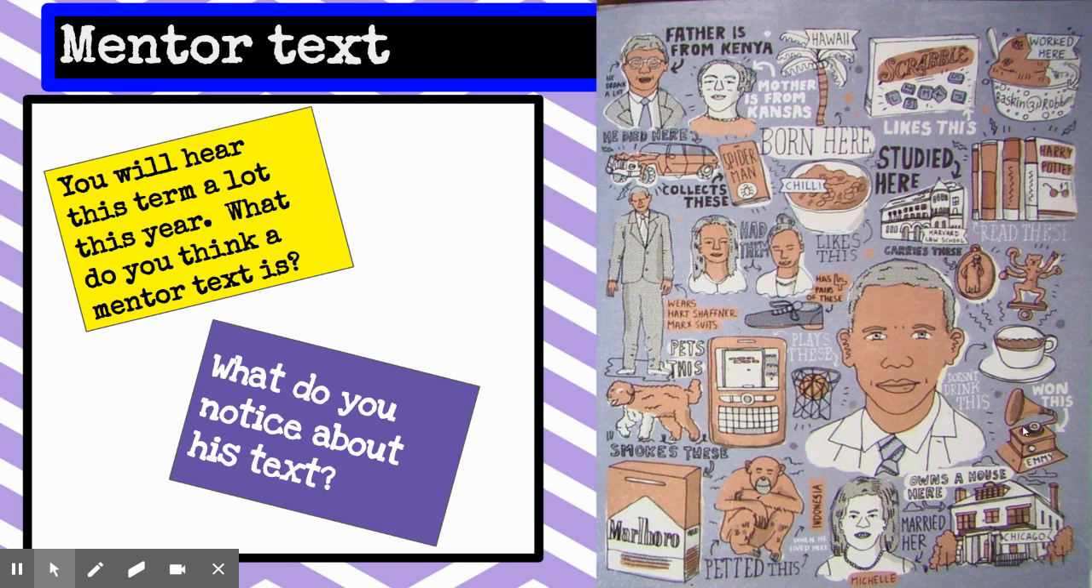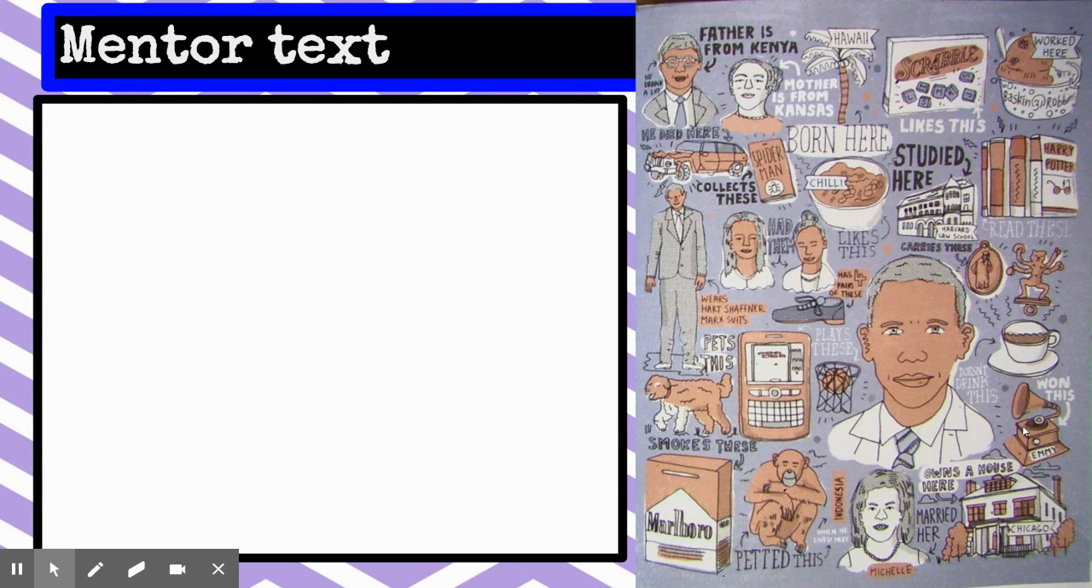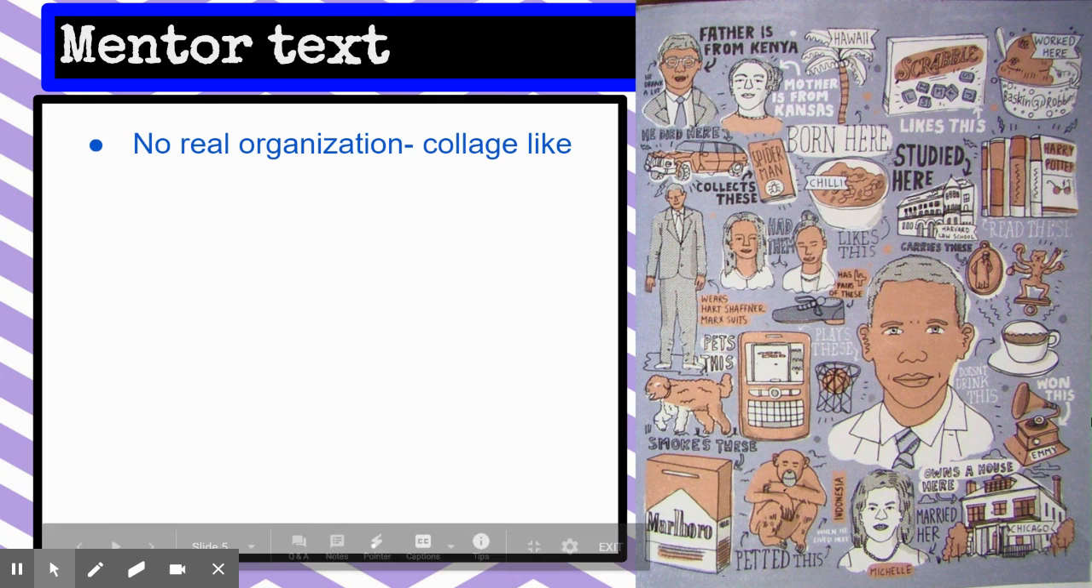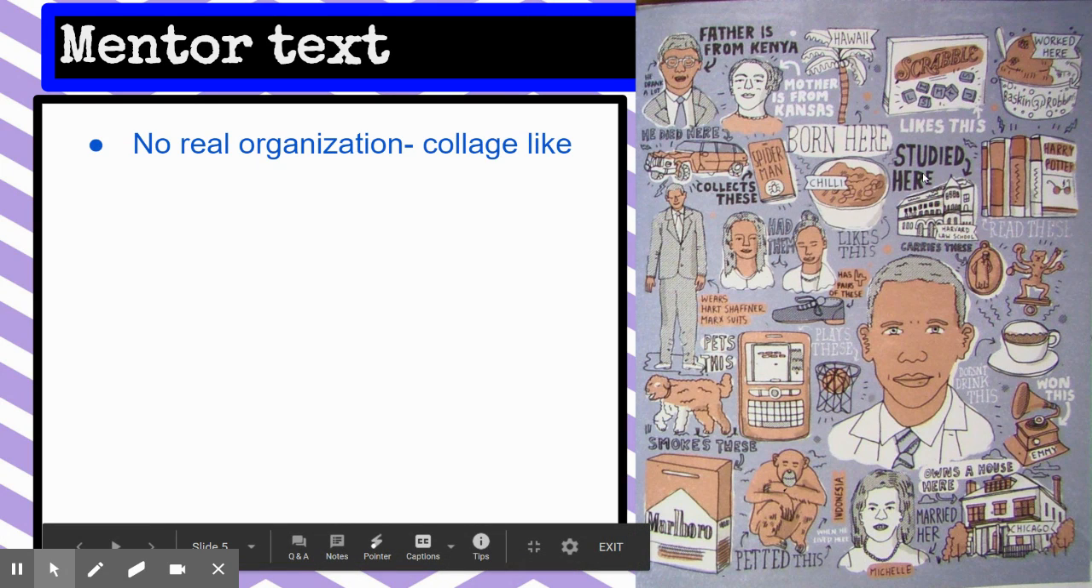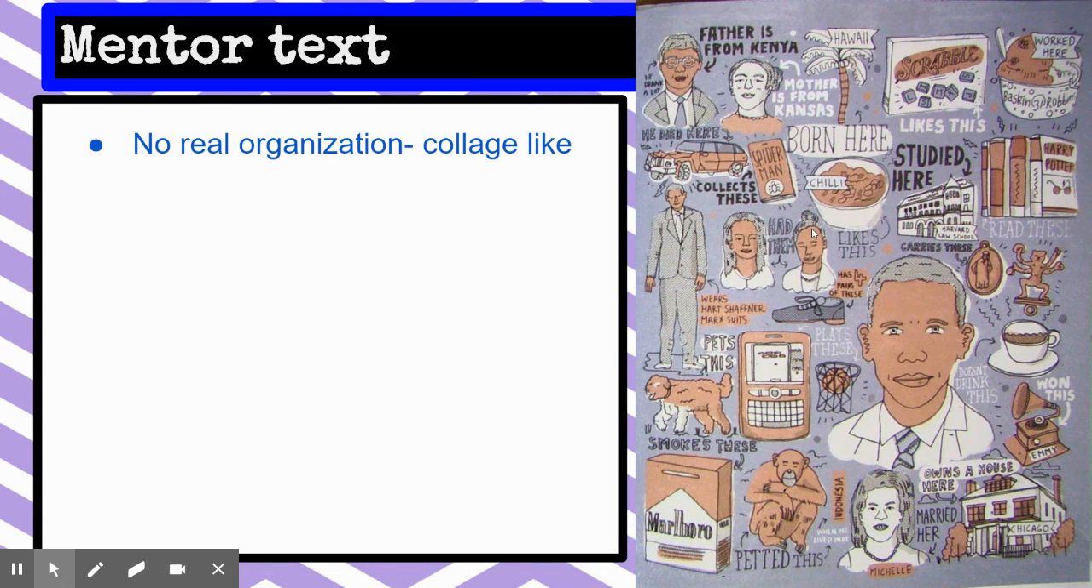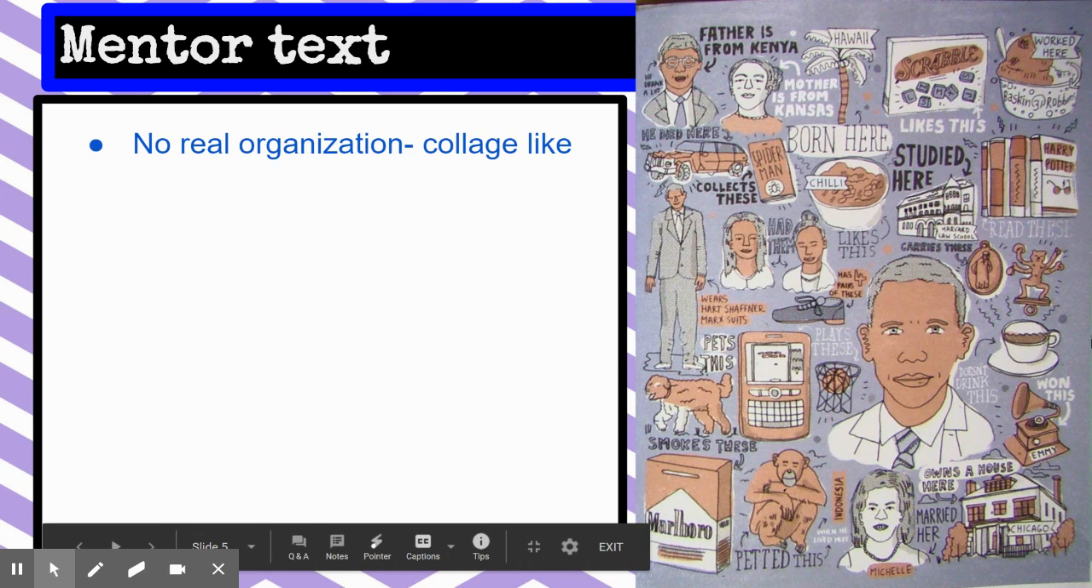So what do you know about this text? What do you notice? Well, first off, something that should stand out to you is that there's no organization. It's all over the place. Normally when we read articles or books, it has a start, a middle, and an end. And this has no clear organization. It's almost like a collage.